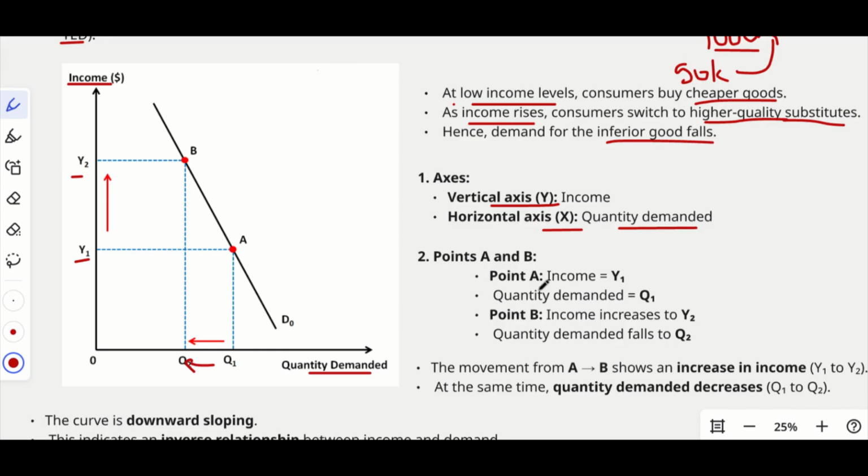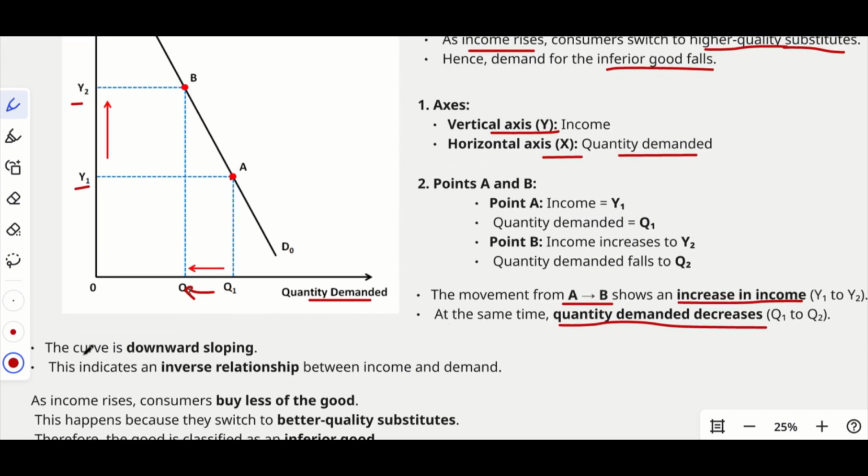Point A is at income Y1 and we consume quantity Q1. At point B, you can see the income increases to Y2, and as a result, quantity demanded falls to Q2. So the movement from A to B shows an increase in income, and at the same time the quantity demanded decreases. Nothing else is changing. The price of the product is the same, the situations are the same. Only our income has changed, and the quantity demanded has decreased.